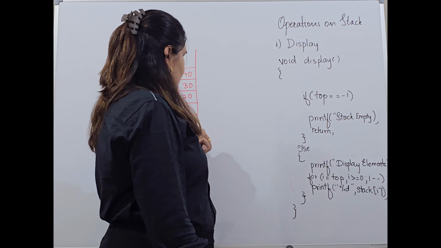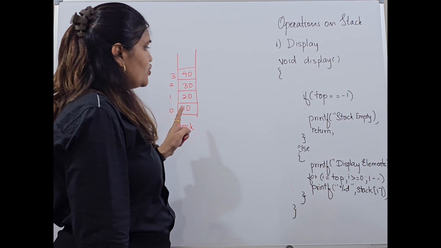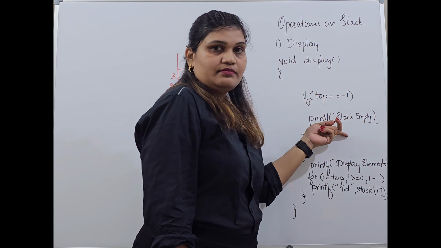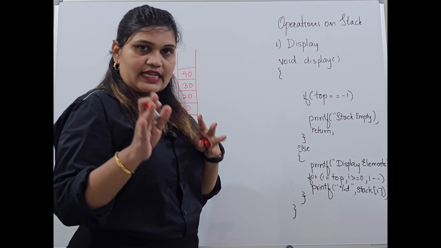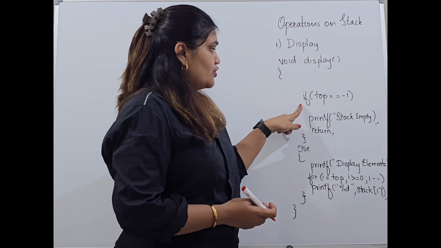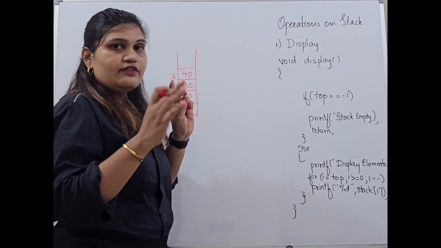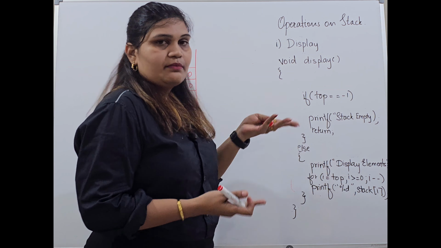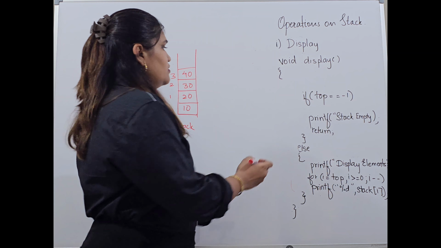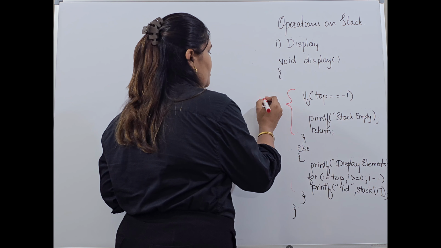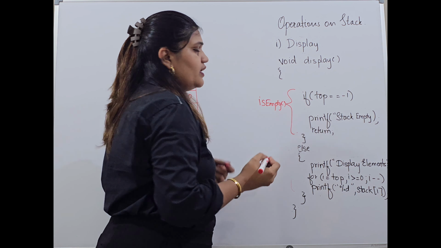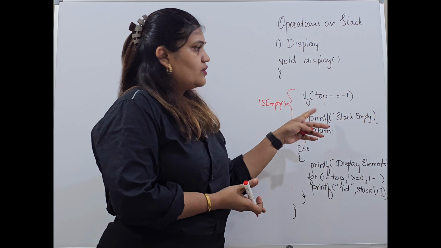Now, for me to display the elements in my stack, which condition am I supposed to check? Whether my stack is empty. Why not full? Because if the stack is full, obviously I would want to see what elements are there. But in this case, I check the condition: is my stack empty? If my stack is empty, I would just print "stack empty". So this is the if statement which checks for empty. It is common sense that if there are no elements in the stack, there is nothing to display. So that is the condition I'll check.